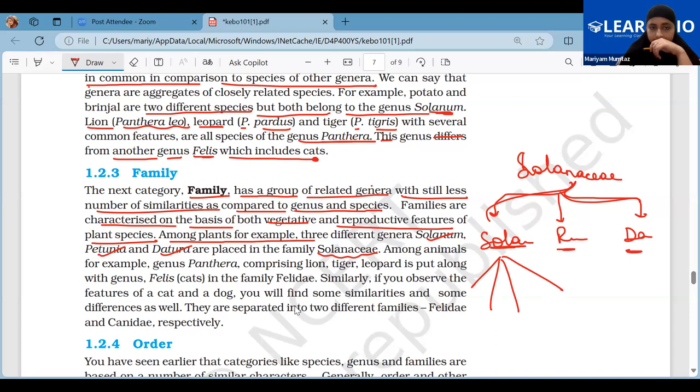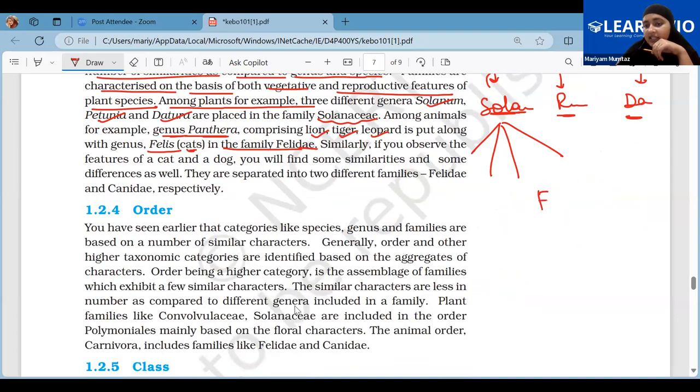Yes, ma'am. Okay. Now see, among animals, the genus Panthera, which comprises lion, tiger and leopard, is put along with the genus Felis for cats in the family Felidae. Now for animals, the family is Felidae.